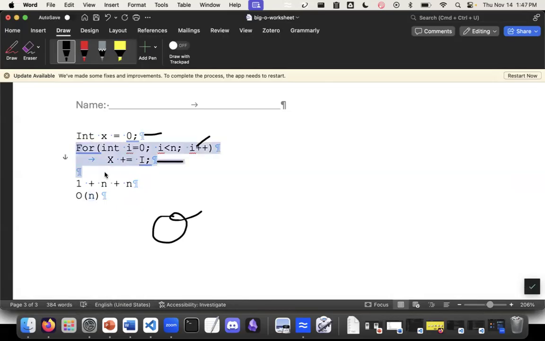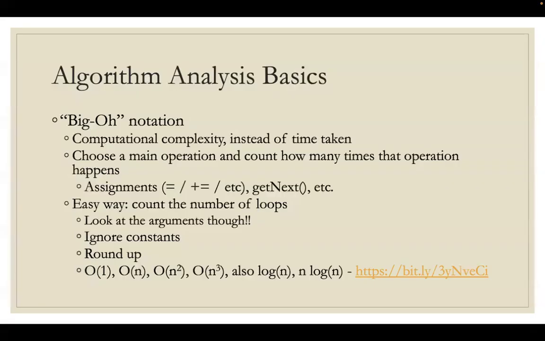If we had this for loop 500 times, like 4, 4, 4, 4, 4, then it would be something like this. We would still choose only one of them, throw away the constant in front of it. It would still be O of n. So ignore constants, round up if you need to, because we're interested in the worst case.